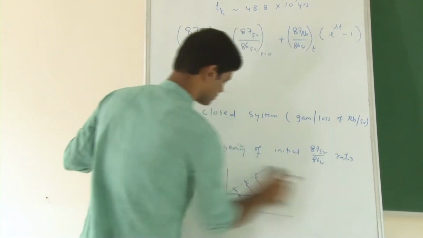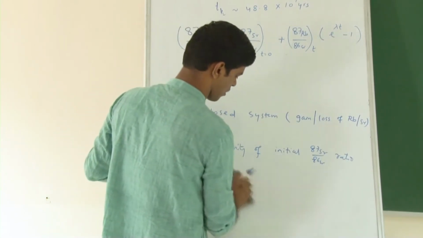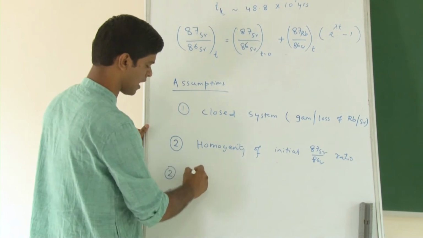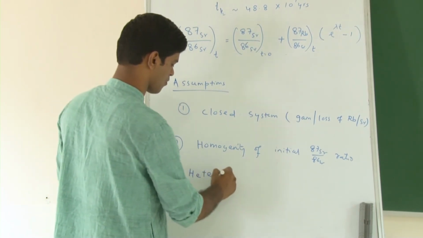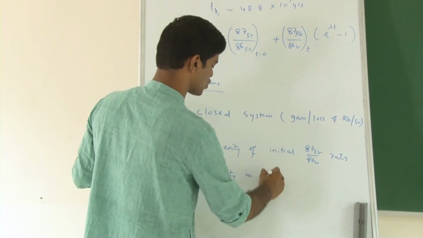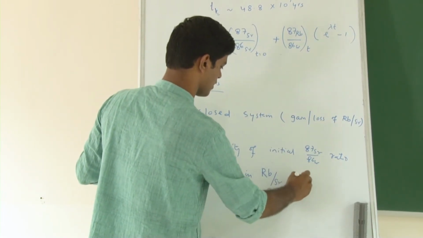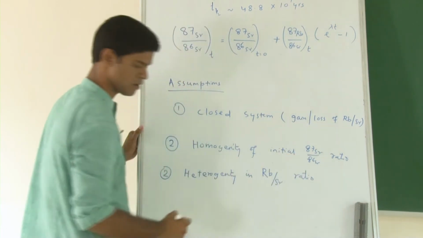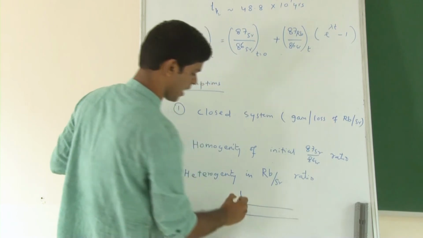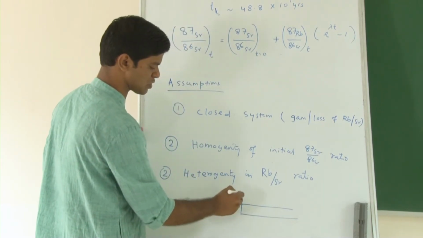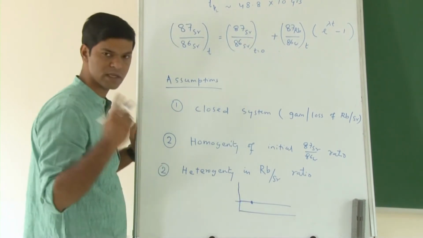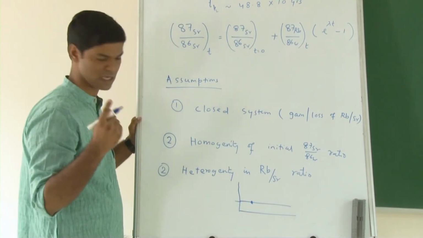In addition, you need to have a heterogeneity in the rubidium by strontium ratio. If that is not happening, like if you have the same initial strontium isotope ratio, but all of them have the same rubidium by strontium, then basically you are creating one single point.